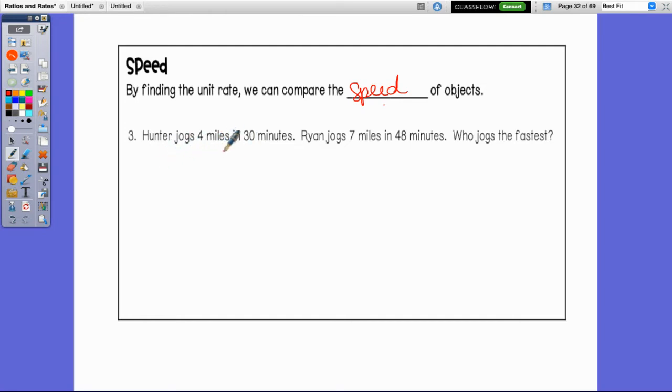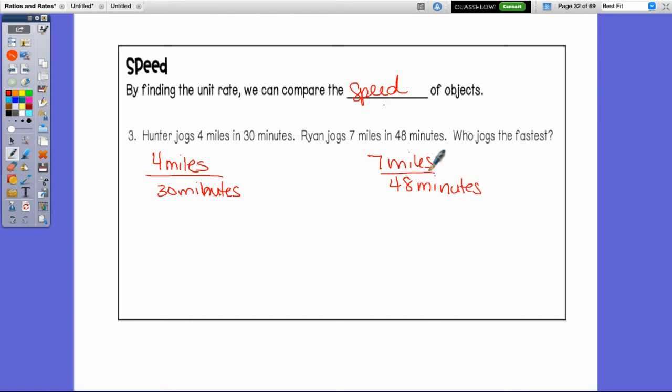Hunter jogs 4 miles in 30 minutes. Oops, minutes. I can spell. Ryan jogs 7 miles in 48 minutes.